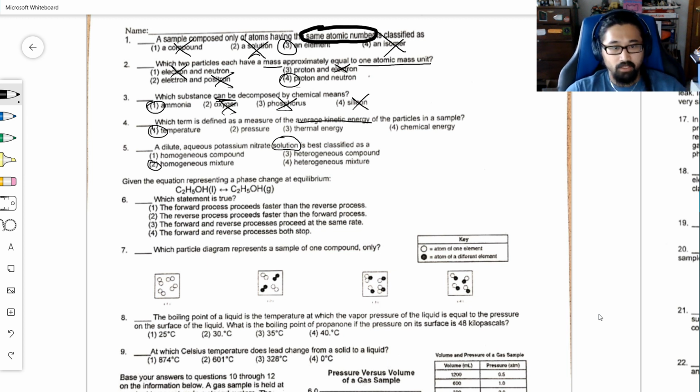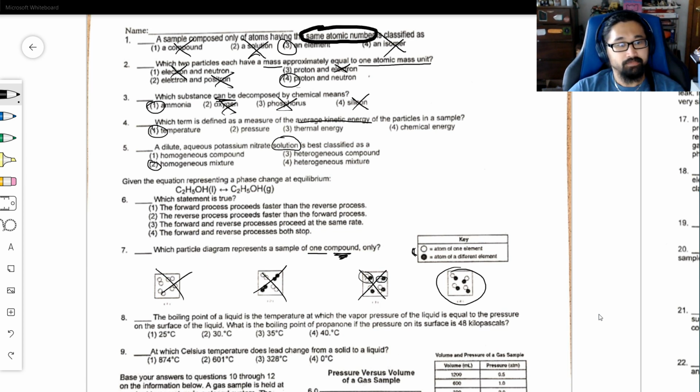All right. I believe I also had you do number 7 on this page. What particle diagram represents one compound? If it's a compound, it has to be a combination of both of these, right? So it cannot be this and it cannot be this because those are single. Here I have a group of 2 and a group of 3, so that's out of the question. Has to be choice number 4.